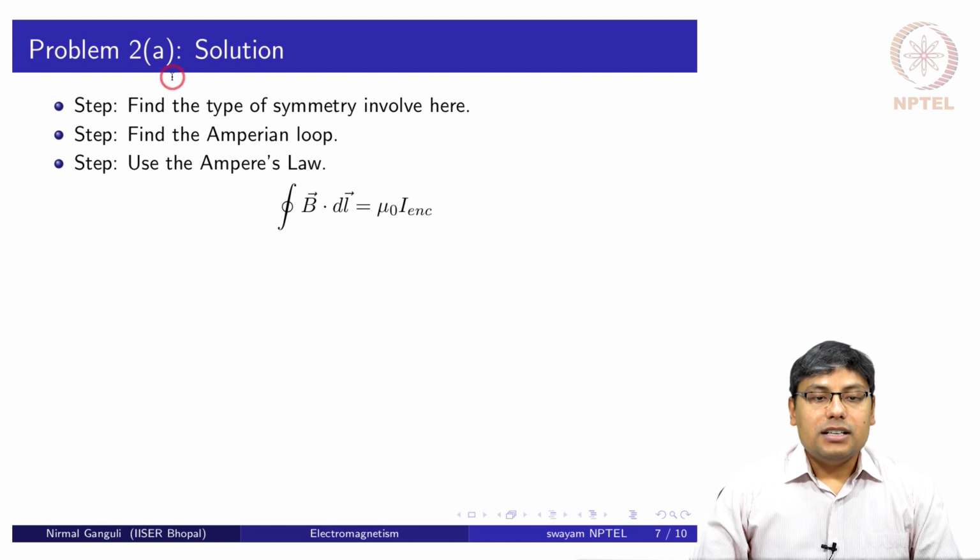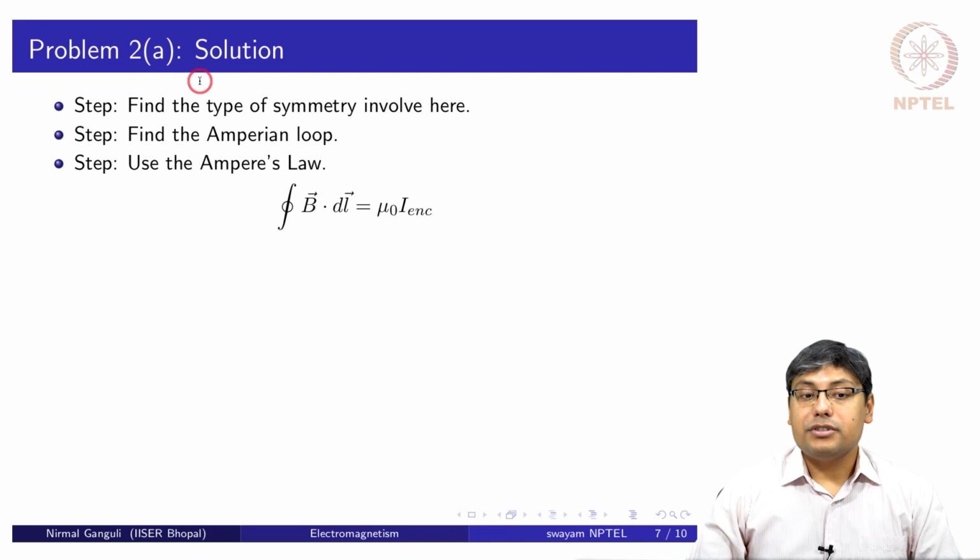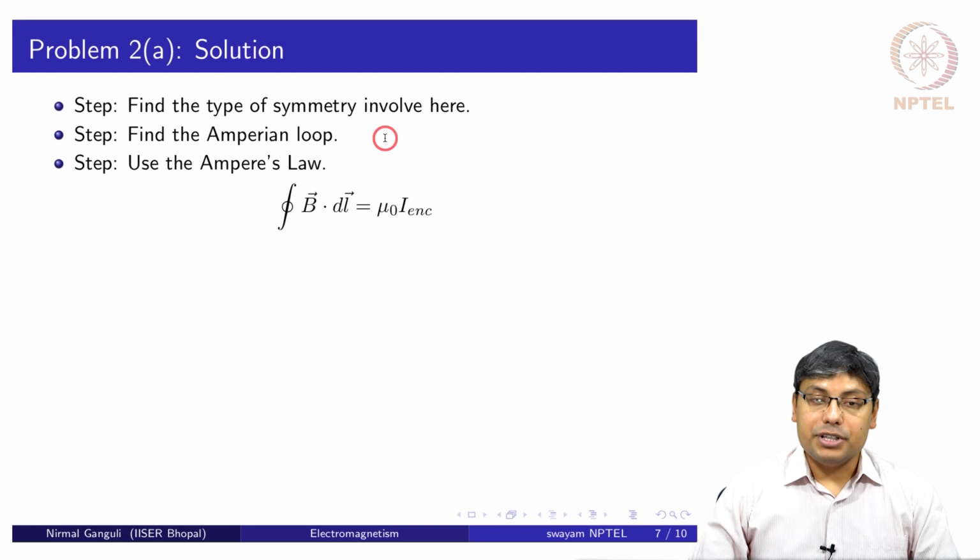So, these are the steps that you should follow in order to solve this problem. In the first step, you should consider the symmetry involved in the problem. It is a cylindrical symmetry we can clearly see, and find an appropriate Amperian loop to be able to apply Ampere's law, and then use Ampere's law in its integral form, that is closed integral over B dot dl, that is mu naught times the current enclosed.